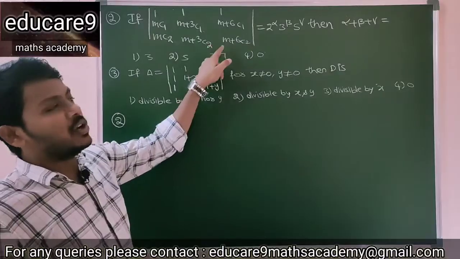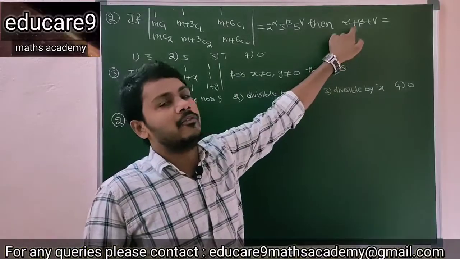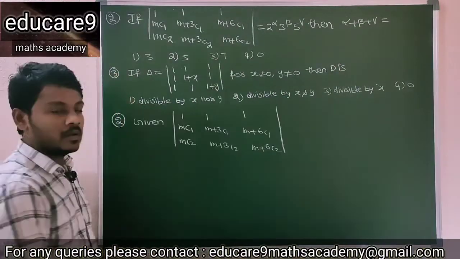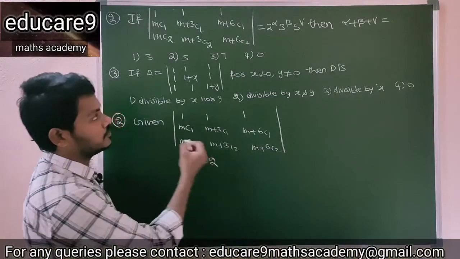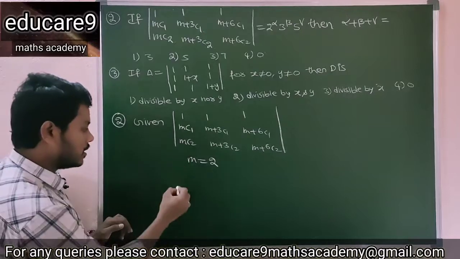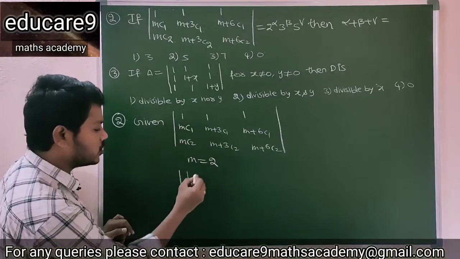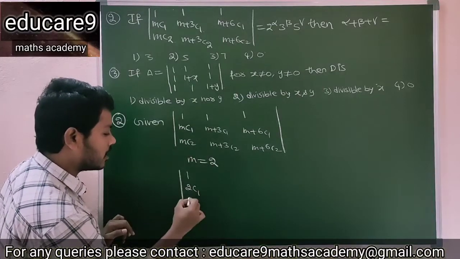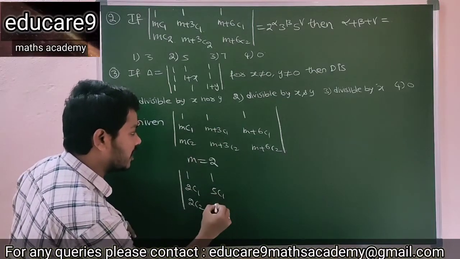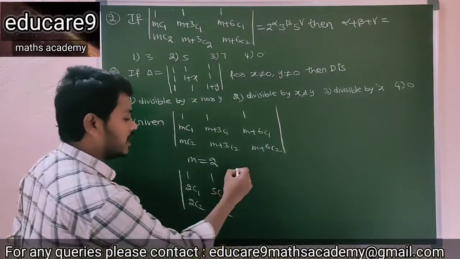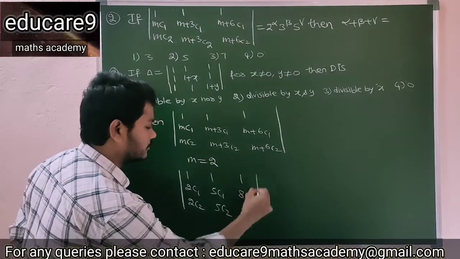The determinant of this value is 2 power alpha, 3 power beta, 5 power gamma. Then you need to find the alpha plus beta plus gamma value. So this is the given thing. Here put m equals 2. Now see here, this determinant can be written as mC1, that is 2C1, next 2C2. Next 1, 2 plus 3, 5C1, 5C2. Next here 1, 2 plus 6, 8C1, 8C2.